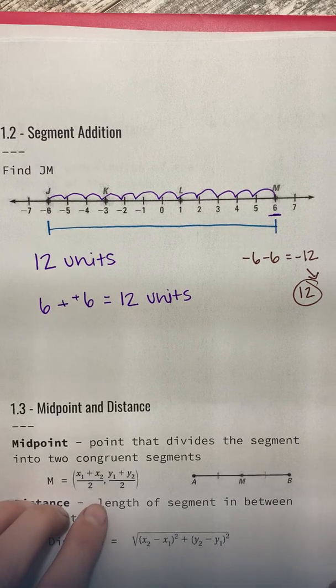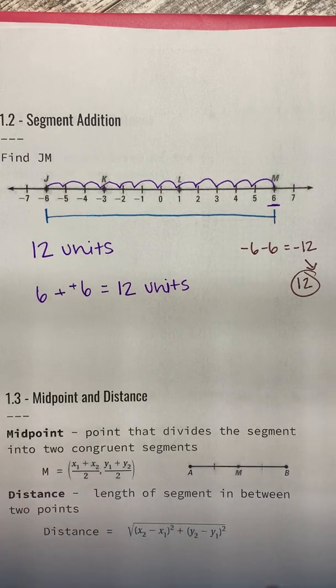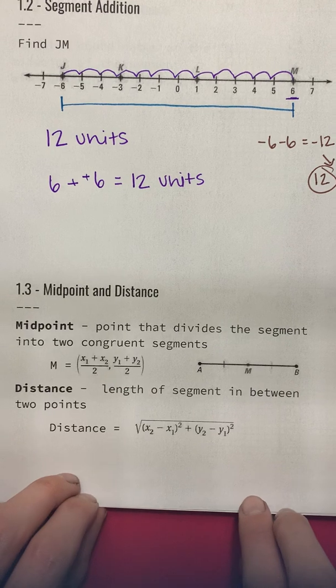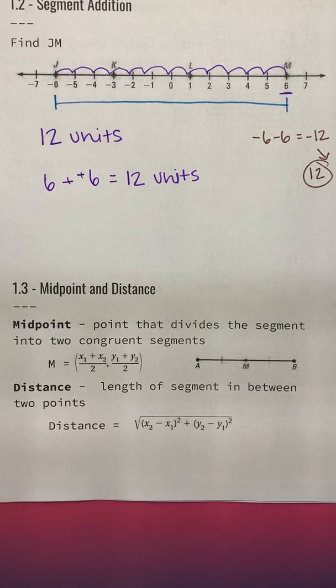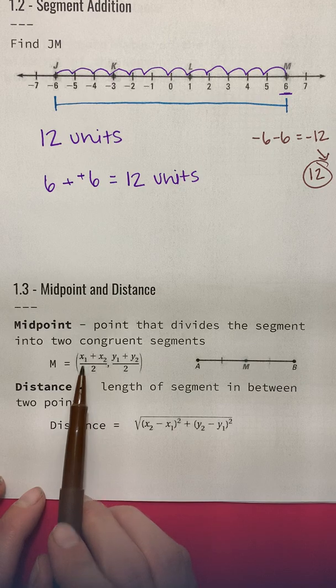All right, next going into midpoint and distance. So midpoint is a point that divides the segment into 2 congruent segments. So remember, congruent means they're of the same length. This is our midpoint formula.